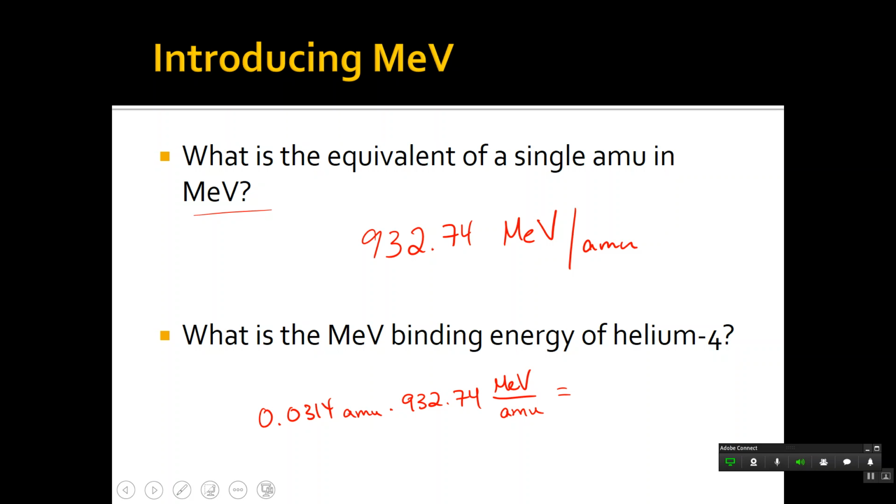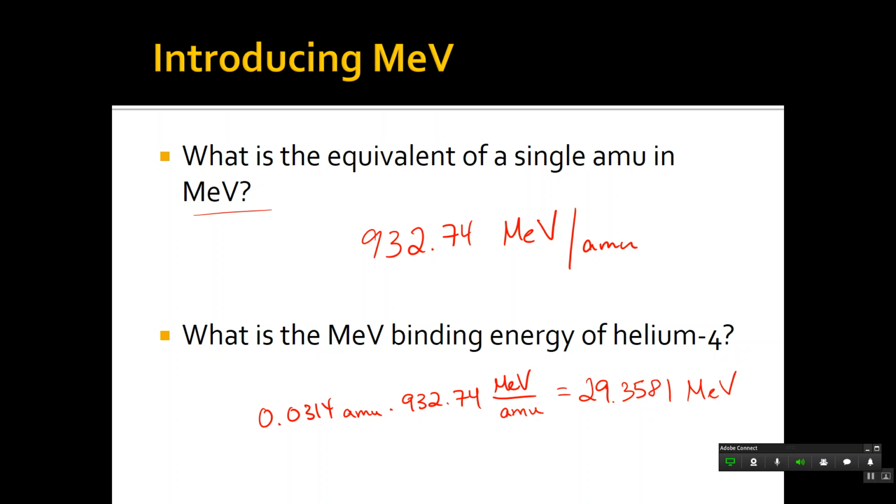I should guess something like 27 or something like that. 29? That's good. Thank you. Now, what this means is that if I took all the different constituents of the atom and removed this much energy, I would get the actual atom itself. That's for helium alone. All right?